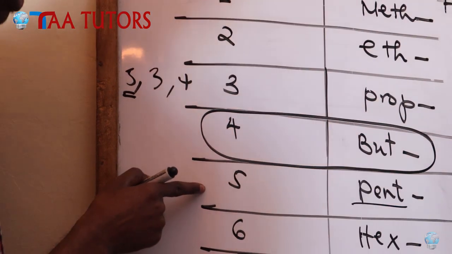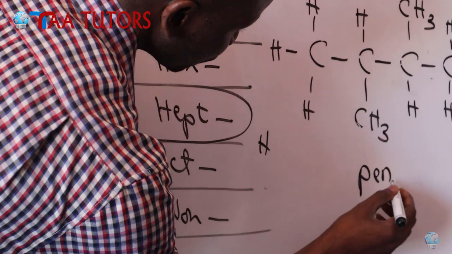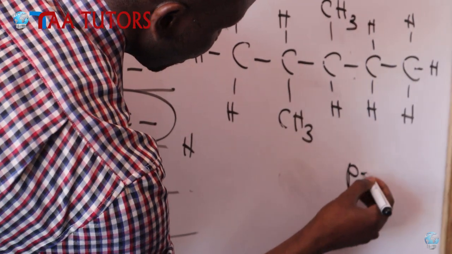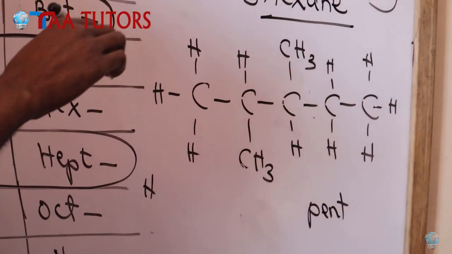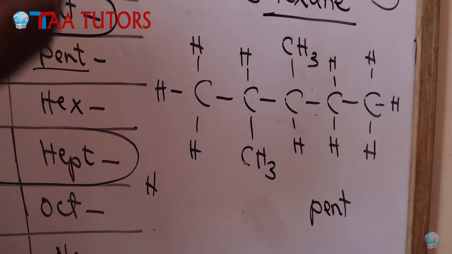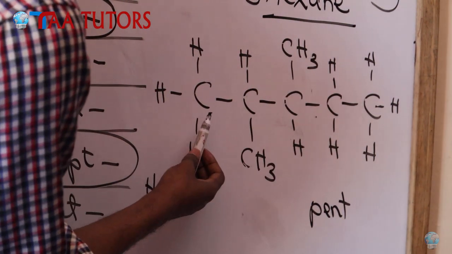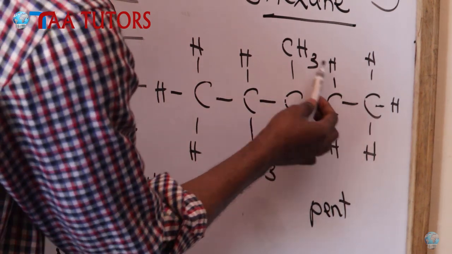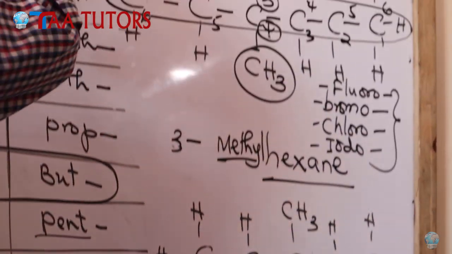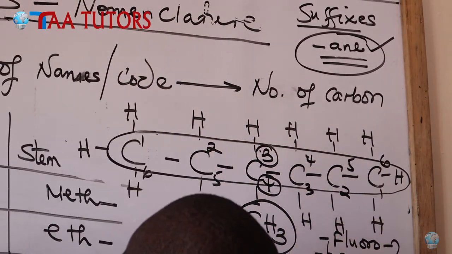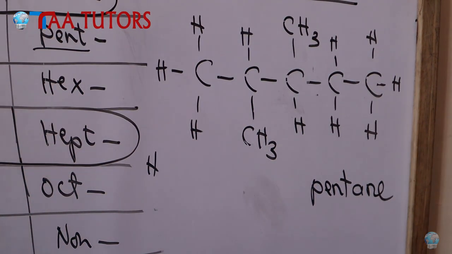Let's come to identify its stem. The stem here, 5, is pent. So I'll say pent is here. Pent is the parent or the stem name. Now from the stem name, what is the suffix? The suffix will tell us the homologous series. Let's come to the compound and check how many bonds are between the carbon atoms. Single, single, all of them are single carbon-carbon bonds. Single carbon bonds means alkanes ending with A-N-E. So we'll add A-N-E there. So my parent name is pentane. Pentane is my parent name.